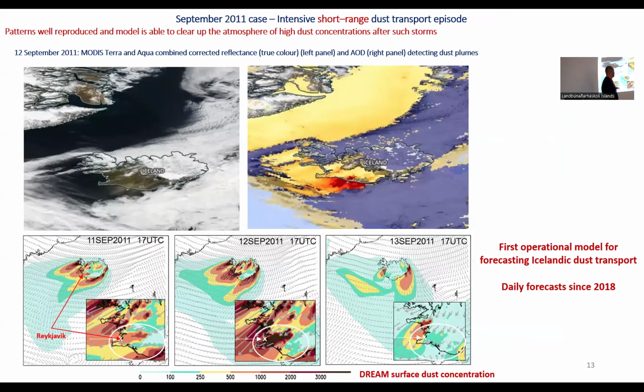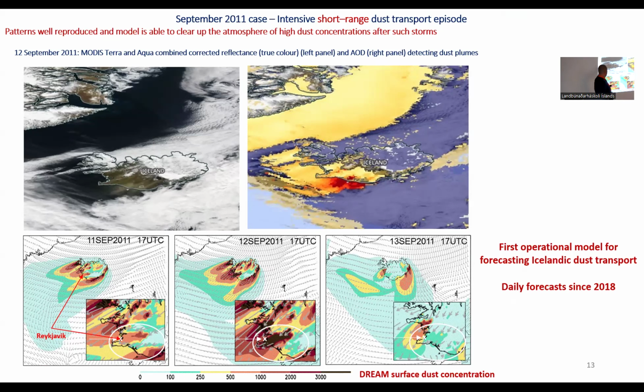And finally, some results. This became the first operational model for forecasting Icelandic dust, back in 2018. This is September 2011. The whole episode started around the 8th or 9th of September, lasting for 5 or 6 days, but the peak in concentration was observed on the 12th of September.